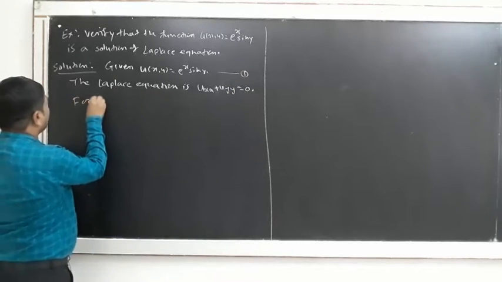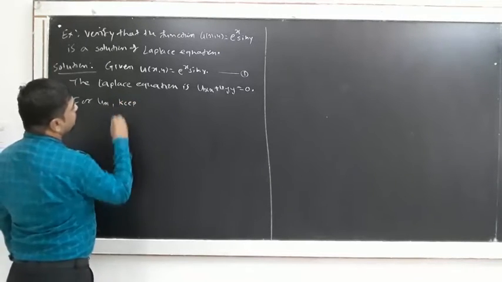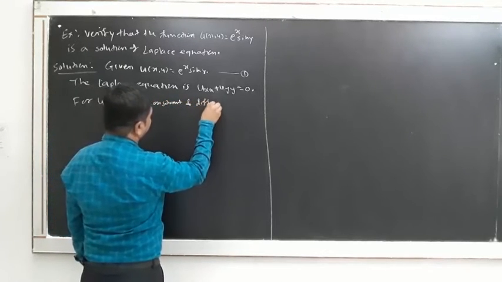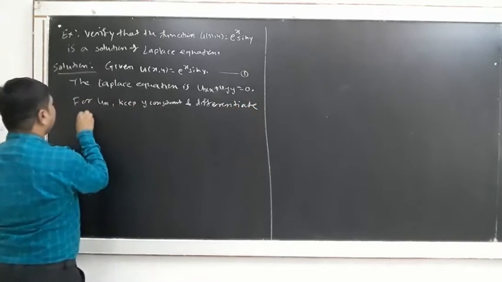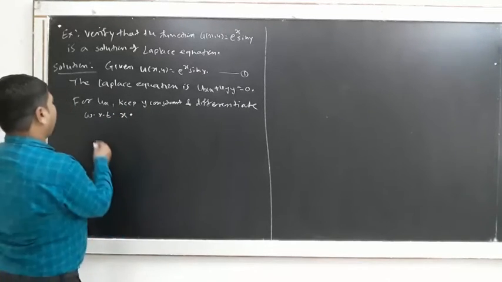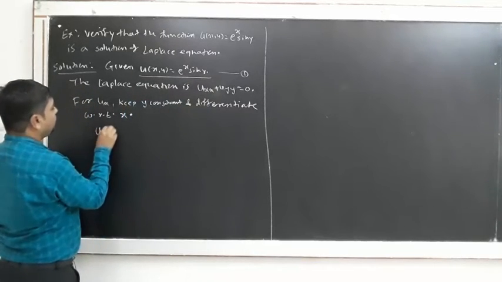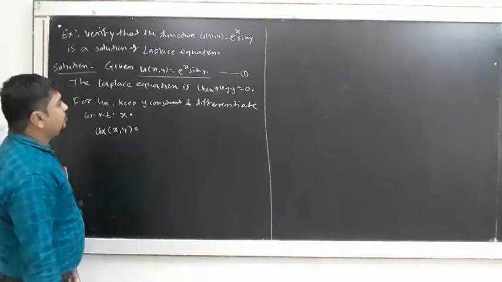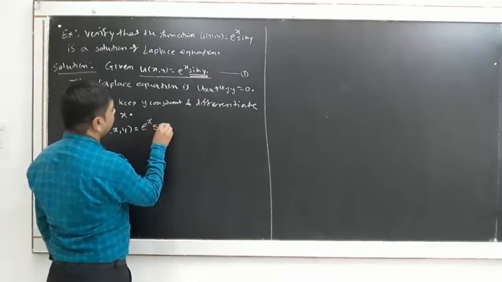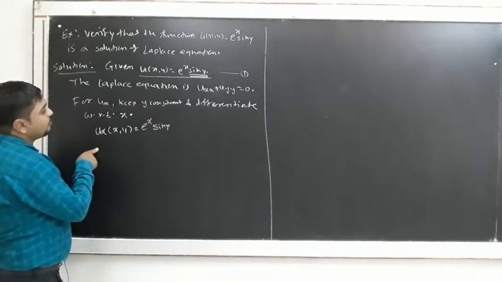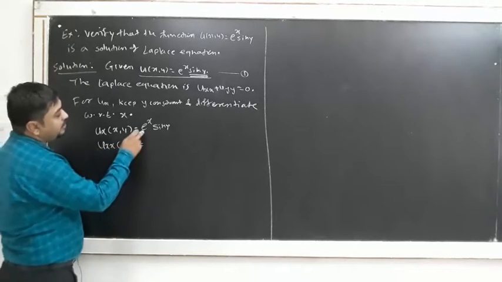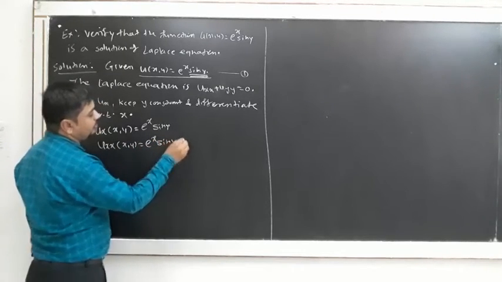For ux, keep y constant and differentiate with respect to x. So ux is equal to e raised to x, sine y is constant, so the derivative of e raised to x is e raised to x into sine y. Again we differentiate this with respect to x, keeping y constant, so we get uxx. Again the derivative of e raised to x is e raised to x, so uxx is e raised to x into sine y.